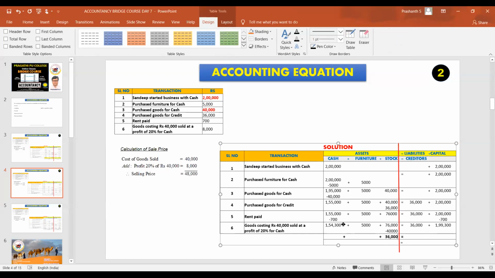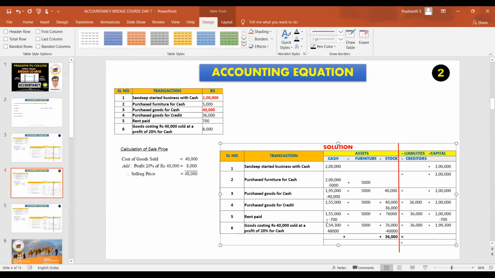But here, the left hand side is not matching because 40,000 is gone. But how much cash are we getting? Total 48,000. That means it should be plus 48,000. And for the 5,000, nothing to worry about. There is nothing added to the furniture.